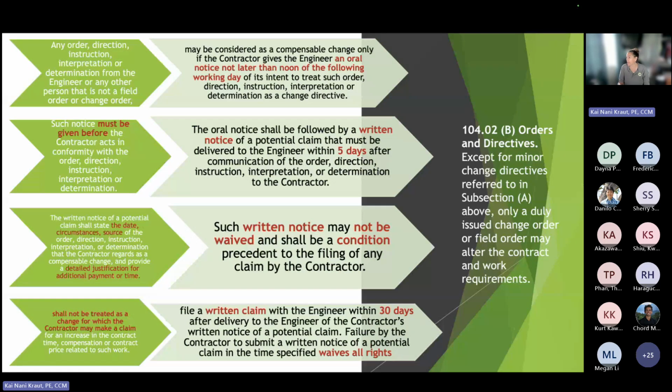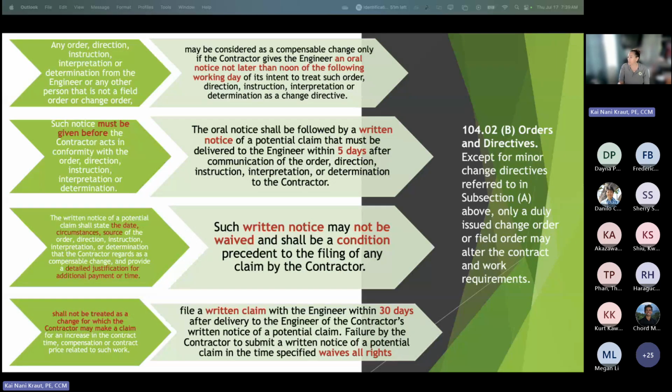And I don't know how many construction engineers we have on, but this is important, not just for your district, for the entire state. The construction engineers really have a responsibility to make sure that your staff, your consultants, everybody within your district is following these things. So we're going to talk about why.